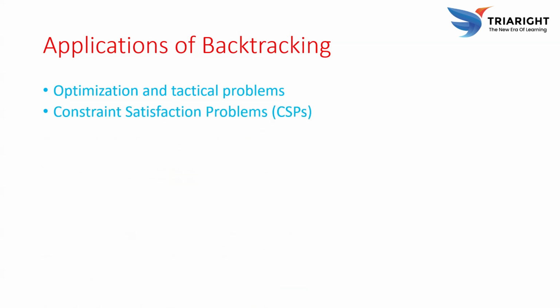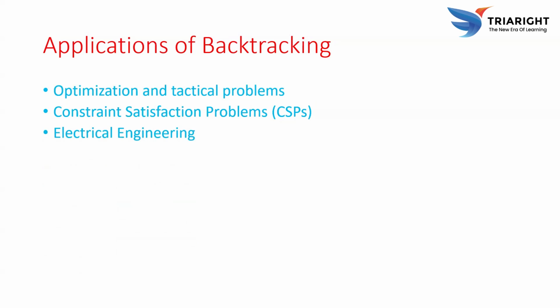Then constraint satisfaction problems, CSP. This is one of the most direct and fundamental applications, as in the problems we discussed: N-Queens, Sudoku, map coloring, and puzzle solving. These problems are classic CSPs solved efficiently with backtracking enhanced with heuristics and constraint propagation.